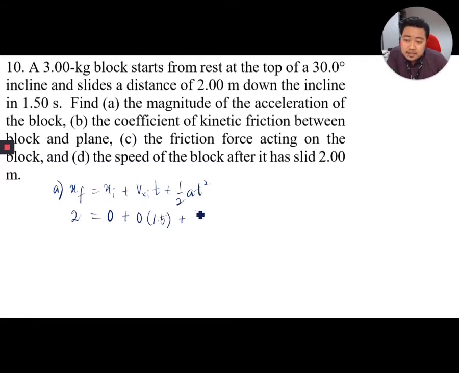So plus 1 over 2, acceleration is the unknown that we need to obtain, and then the time is going to be 1.5 square. In this case, acceleration, if you calculate correctly, is going to be equal to 1.78 meter per second square. So this is the acceleration experienced by this 3 kilogram block.